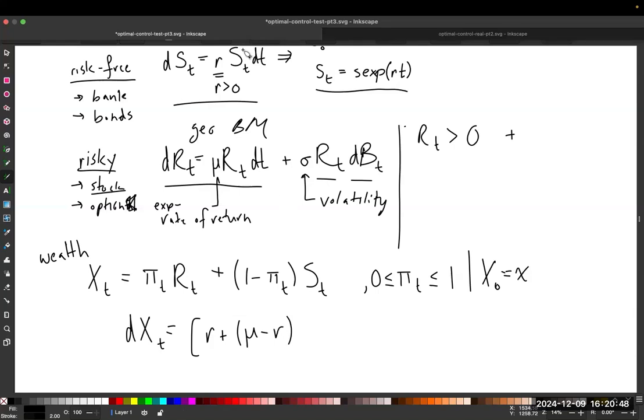I think I've already said this before, but just to be clear, r is our fixed rate of return on our risk-free asset, and mu is the expected rate of return on our risky asset. And so for any of this to really make sense, we're probably going to want to have mu greater than r. I mean, certainly mu can be less than r, but if you have any sort of aversion to risk, you're just going to put your money in that case in the risk-free asset as opposed to the risky asset. So it's not really a problem at that point to be solved.